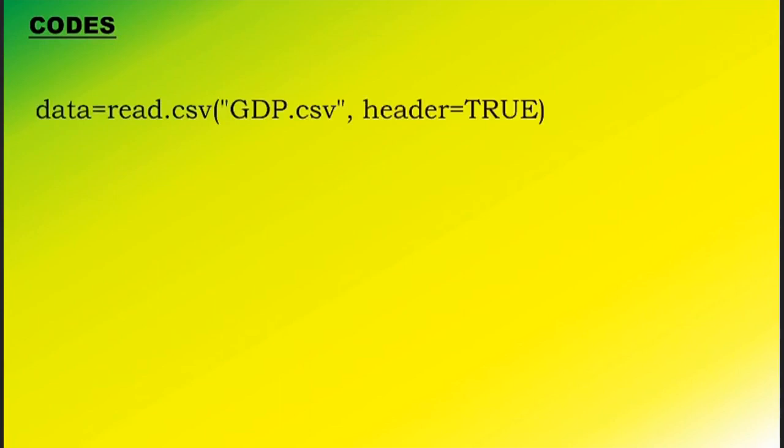Now let us look at the code to draw the scatter plot in R programming. At first, we'll call our CSV file by using the command data equals read.csv, then our file name that you have saved in CSV form, comma, header equals TRUE. Next, we'll use the command attach(data). The attach command is used to access the variables of the data frame without involving any function or method.